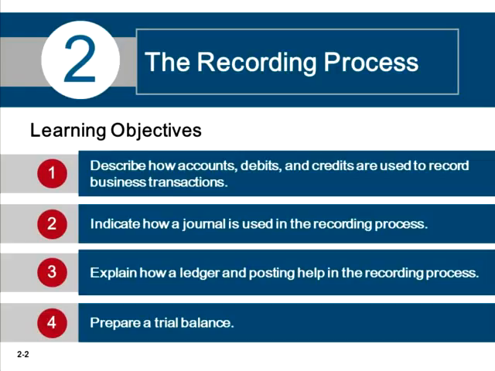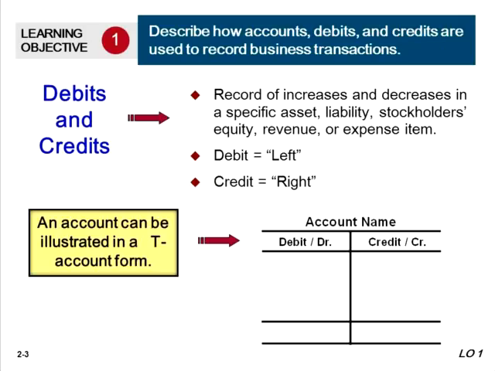Then, once we have come up with the final balances in each T account, we will prepare what is known as a trial balance. So, learning objectives 2, 3, and 4 will be in the second half of the lecture. But first, we're going to look at the T account and debits and credits.